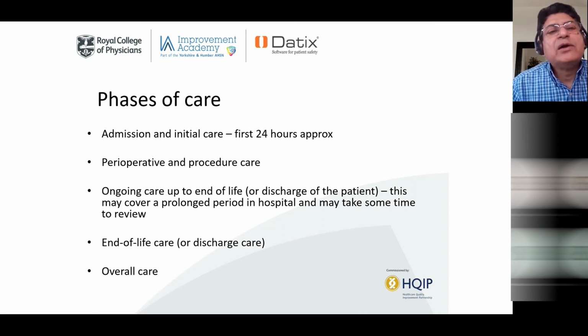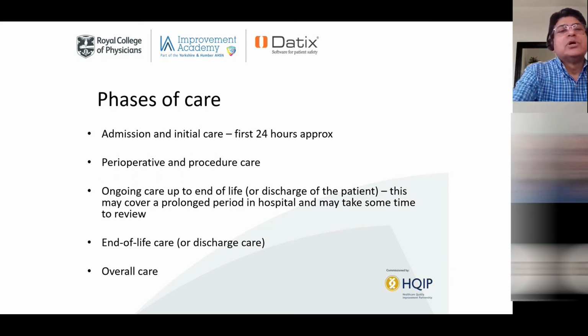And then end of life care. It's not discharge care. It means end of life care discussion with the family, and whether DNAR was done or not. And the last one is overall care. Overall care is holistic, from start to end. So if you count them, these are five phases: 1 2 3 4 5. So these are the phases.